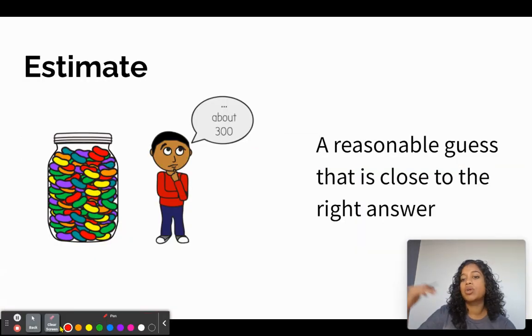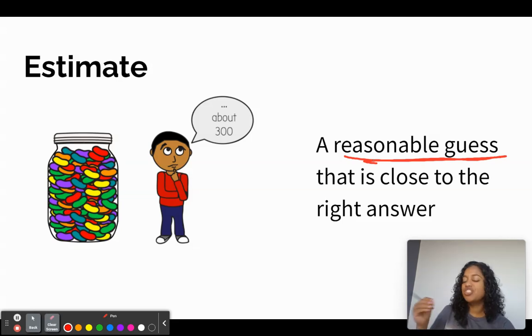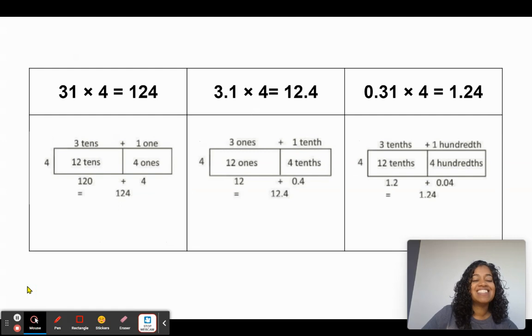So estimation, or to estimate, is a reasonable guess that is close to the right answer, but it's not the exact number. So it's just a reasonable guess. All right, so let's look at this right here.